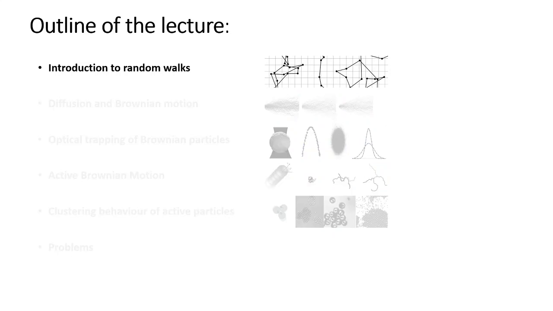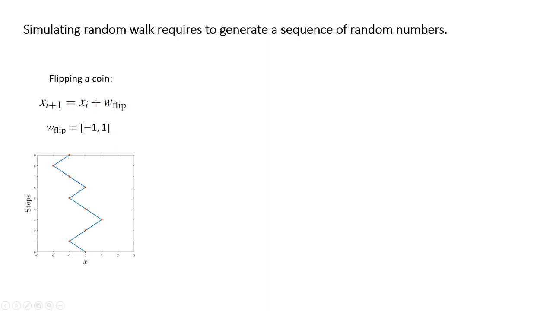So without further ado, let's begin with the introduction of random walks. Let's begin with understanding random walk in one dimension. The simplest form of random walk can be considered as flipping a coin, and then we take a step to the right if we get heads and take a step to the left if we get tails. So the difference equation of such a walk can be given as this equation, where W flip can either be -1 or +1. Here is a sample trajectory generated from this kind of random walk.